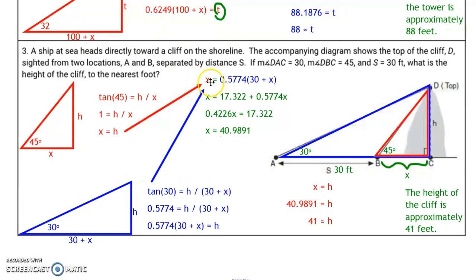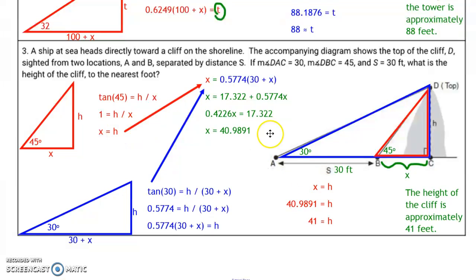We set the two equations equal to each other, just like for question number 2, and we found x is equal to 40.9891. We know that x is equal to h, though, and the reason is because this angle is 45. If this angle is 45 in a right triangle, this angle also has to be 45, which means it's an isosceles triangle. X and h are the same measurement. We knew that also because x is equal to h in this equation.